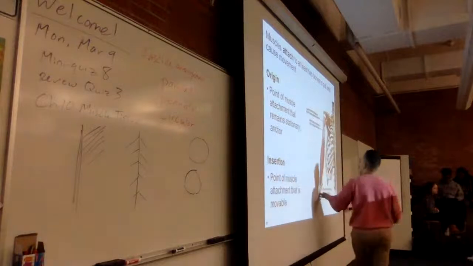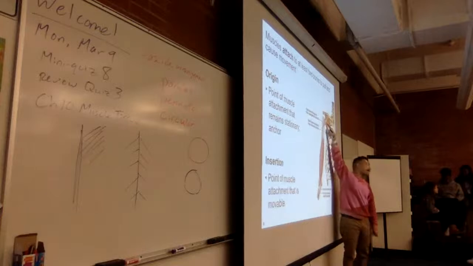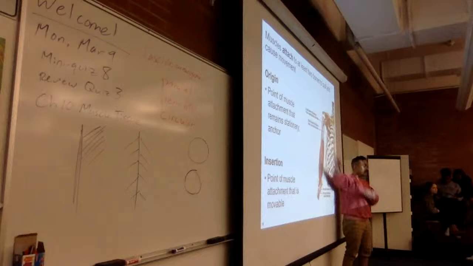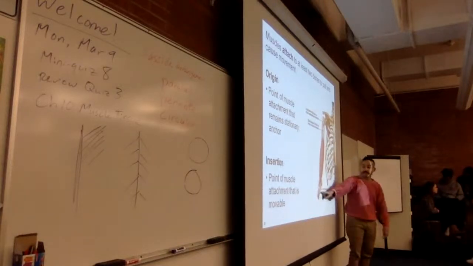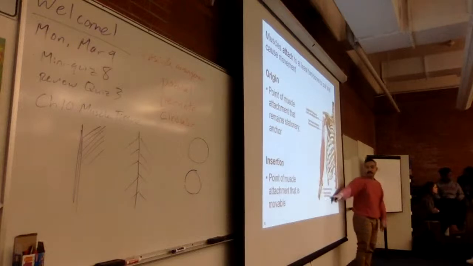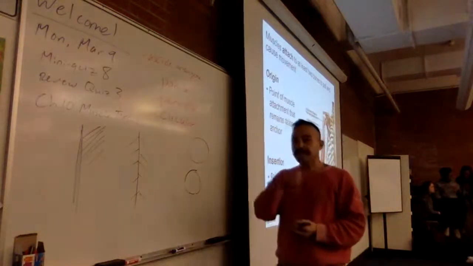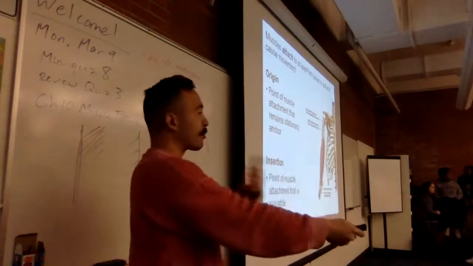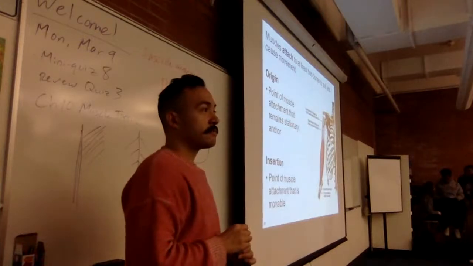If you want to move your arm, your biceps is attached to, remember the coracoid process? Here's the coracoid process. That's the origin. If we want to flex our antebrachial region, we need to attach to the radial tuberosity of the ulna, or sorry, of the radius. So we need an origin and insertion. The insertion is generally more distal, but not all the time.